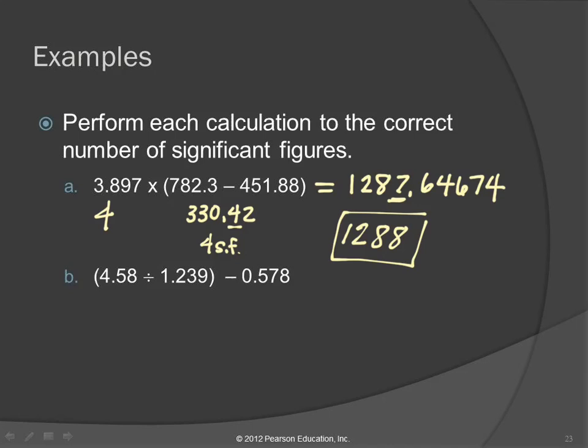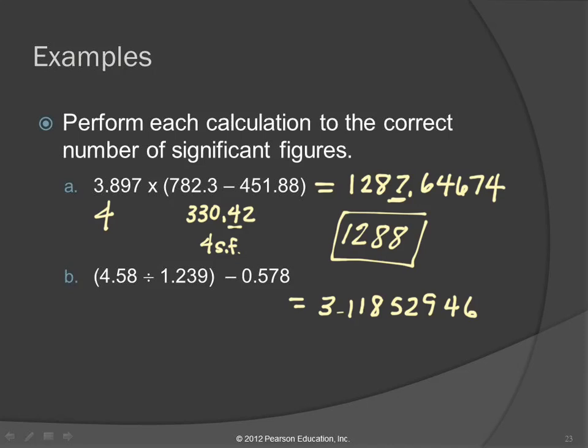So let's do the next one. Again, do the math first and write down the answer. So I'm getting 3.11852946. Then I will go back and look at what happened in each of these steps.